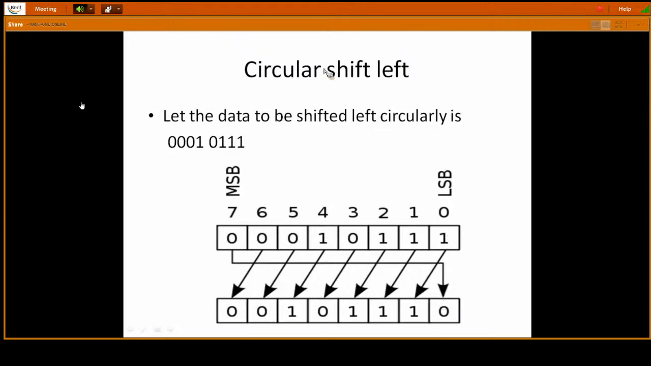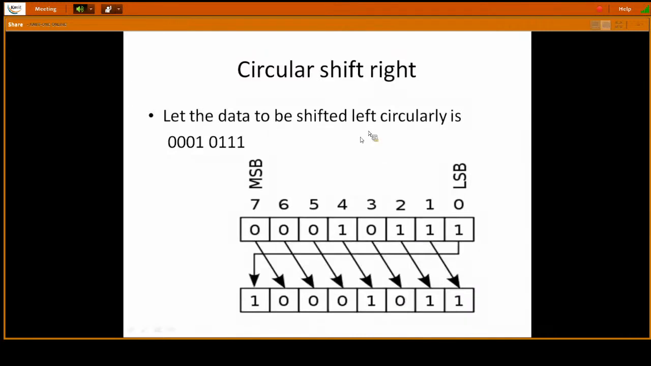But here in case of circular shift left, once all the remaining bits are moved to the left side, the MSB bit is placed at the LSB position, so that you do not add any new information and the original data is not lost. That is what a circular shift left means.